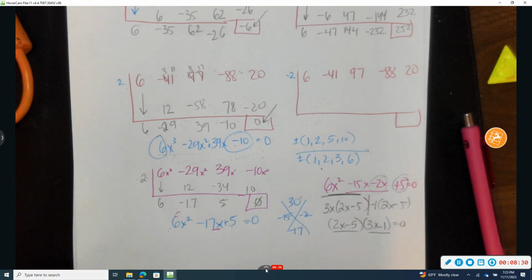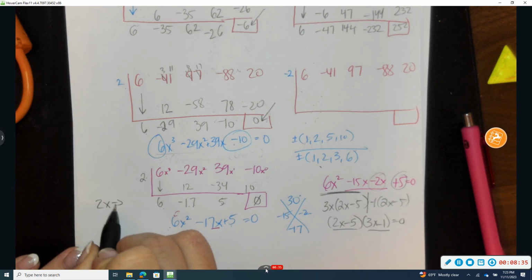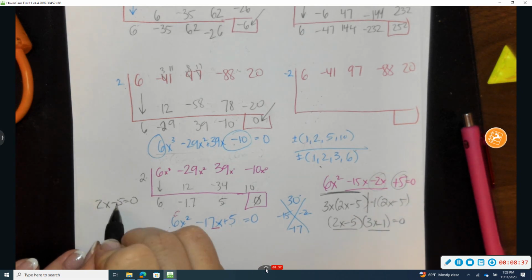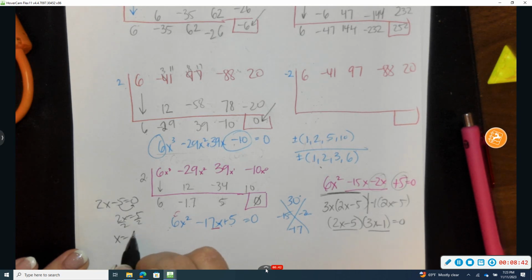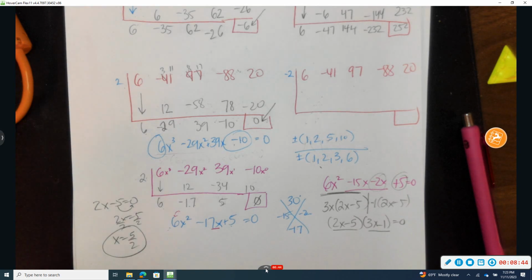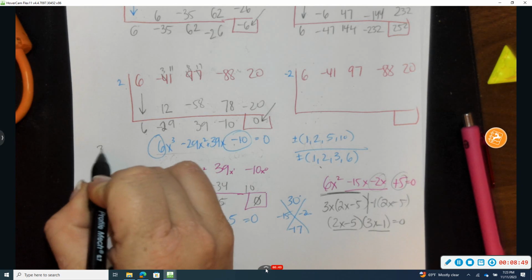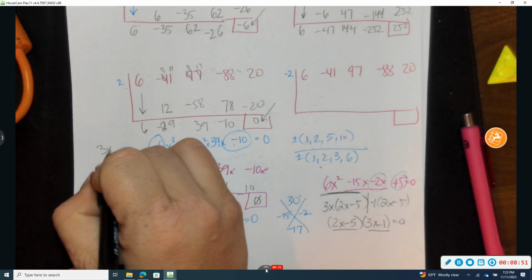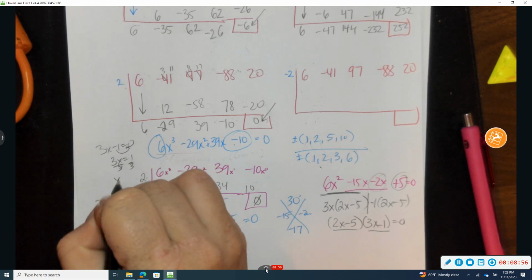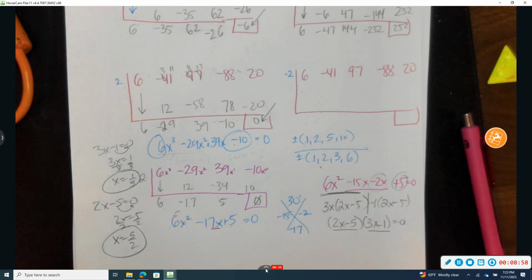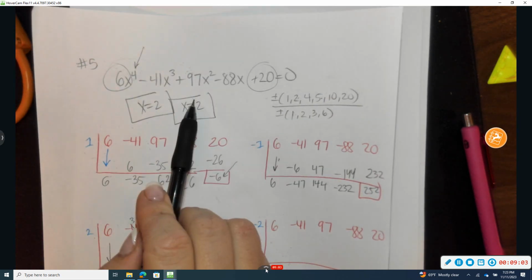I'm going to set each one of these factors equal to 0, and I'll solve in order to determine the 2 remaining solutions to this polynomial equation. I'm going to add 5 to the opposite side and divide by 2. So one solution is 5 halves, or you could write it as 2.5, in equivalent form and decimal form. The other I'm going to take is 3x minus 1. I'm going to add 1 to the opposite side, divide by 3, and end with positive 1/3. So these are our 4 different solutions to number 5.